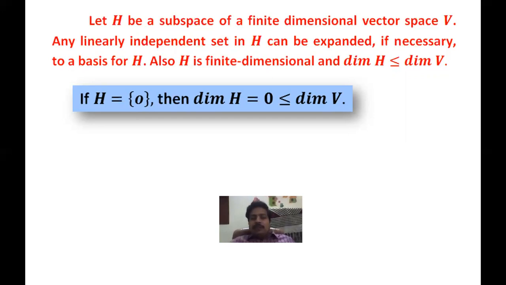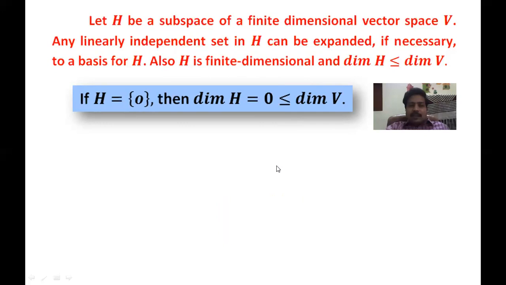It is 0 when V is also a null space. If V is not a null space, it is always greater than 0. So 0 is less than or equal to dimension of V. It is clear in this case. So since it is 0, we can say that H is finite dimensional. So there is no problem in proving when H is a null space. Let us assume that H is not a null space.